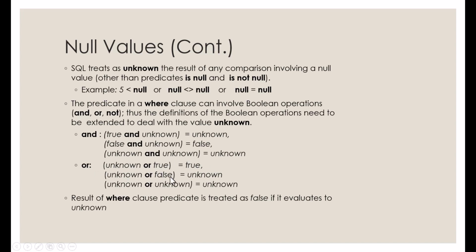Unknown or false. If this is true, the whole thing will be true, right? So if it's true, this is true. If this is false, then it's false. Unknown or unknown: if it's true or true, we have at least one true, so it's true. If it's false or false, since we don't have any true, that whole thing will be false.